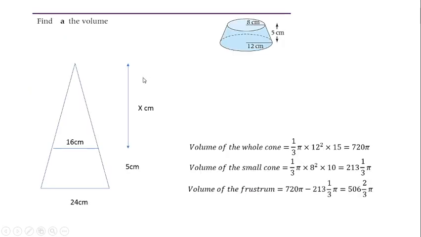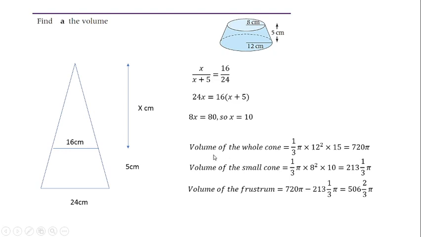Okay, so we want this height here of x. Now the volume of a cone is a third pi r squared h. R is the radius here. And so we need to find x first. So x over x plus 5, which is the height of the cone, is the same as 16 over 24, because they're similar shapes. And so 24x is equal to 16 times x plus 5. 8x is 80, so x is 10.